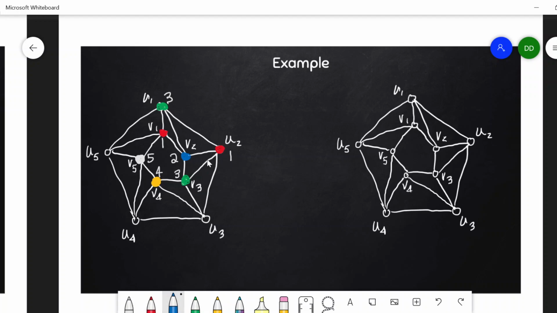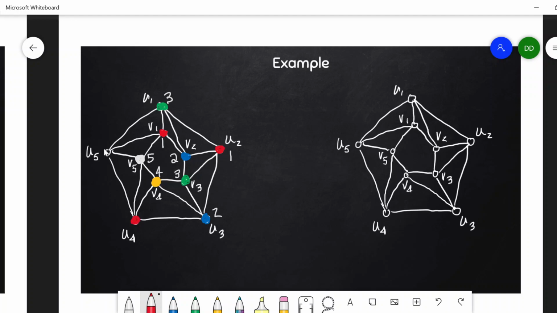I could do it 2. I could color it 2, though. I'll color it 2. Let's see, U4 is adjacent to 5, 4, and a 2. So I'm going to color that red.